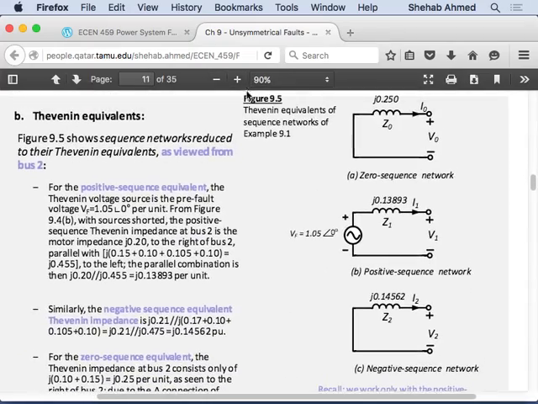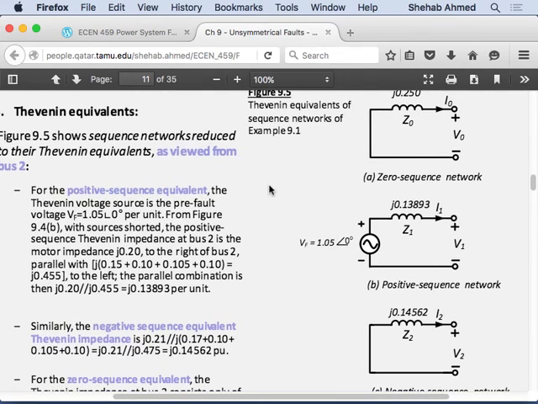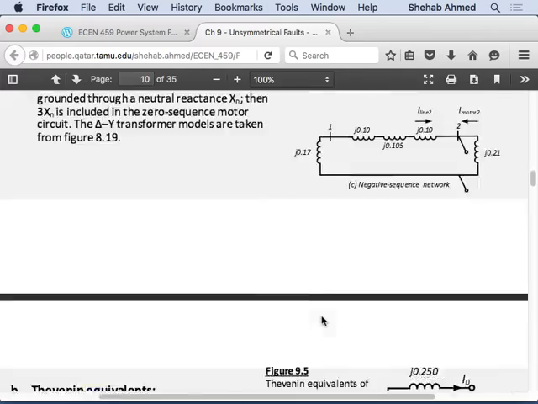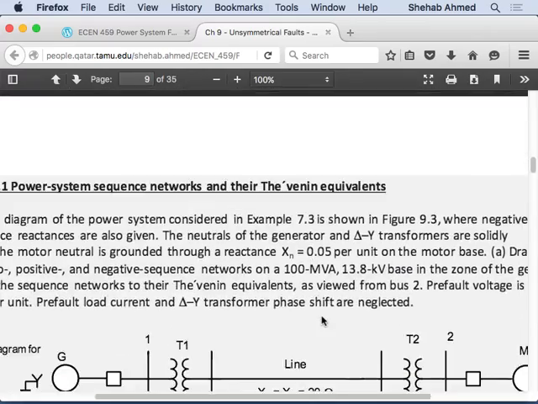So we will see that here in the Thevenin equivalent circuit. Again, they go through the positive sequence. The Thevenin voltage source is the pre-fault voltage, 1.05 per unit, figured out with the sources shorted. The impedance at bus 2 is the sum and the parallel combination. So they describe where they came up with the numbers, but that's what we just did, right? It's just a Thevenin equivalent impedance and voltage source of the various circuits. That's all they asked for in this problem.